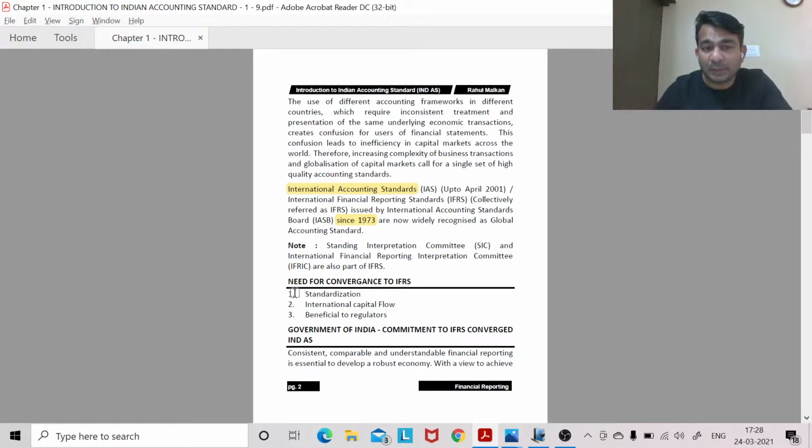Guys, in 2001, IASC, that is International Accounting Standards Committee, was reformed, and they created something new, known as the International Accounting Standards Board, that is known as IASB. And this International Accounting Standards Board then started releasing IFRS, that is International Financial Reporting Standards, and they also started releasing IFRIC, that is International Financial Reporting Interpretations Committee. So guys, all this together was referred to as IFRS.